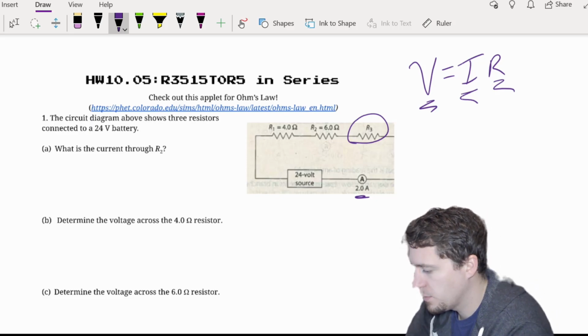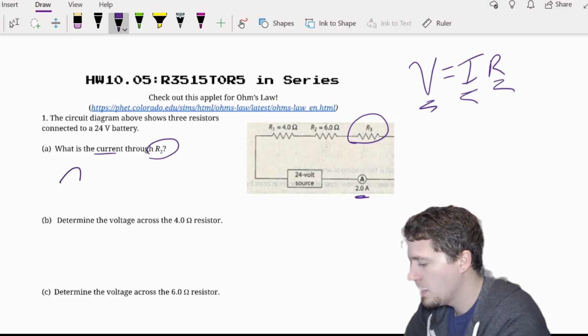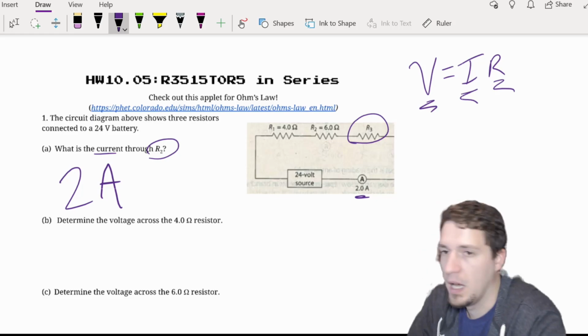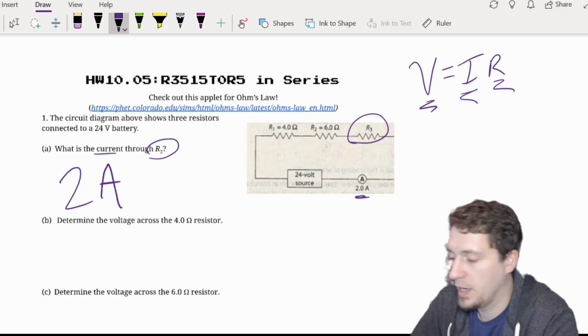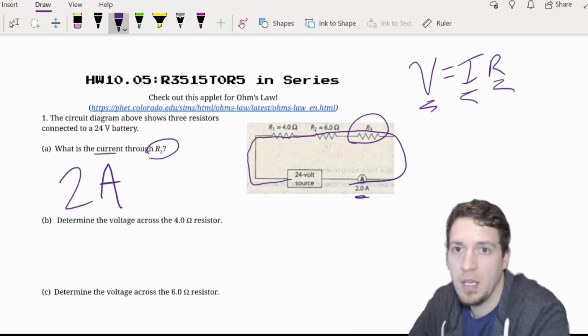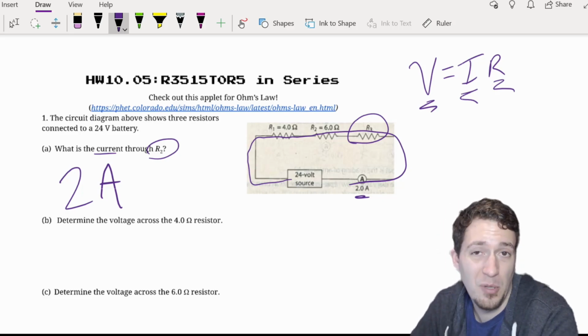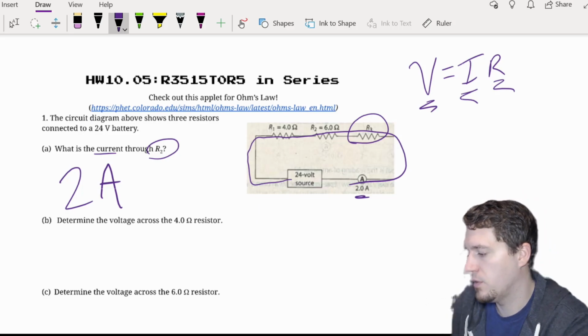Now, the current through R2, the second resistor, what's the current? Well, I know that the total current in the circuit is 2 amps. So this answer is going to be 2 amps. The reason is there's only one singular path for those electrons. Any electron that comes here is going to go through R1, R2, R3, and then back. There's not multiple paths, only one path, so they're all going to have to go through that.